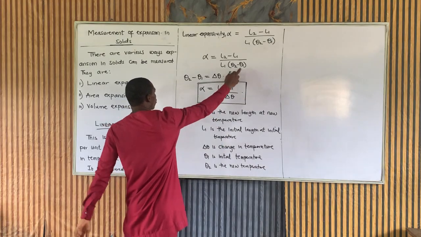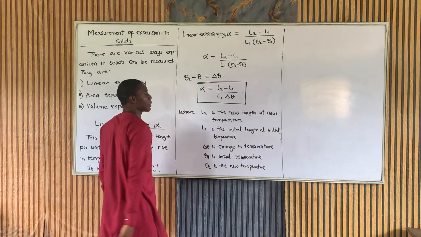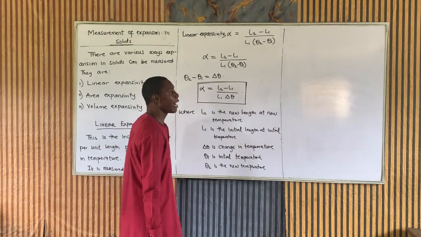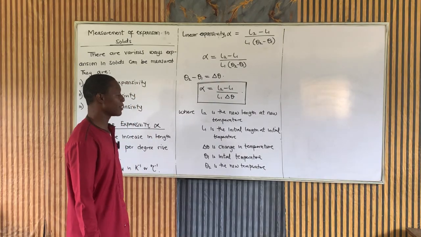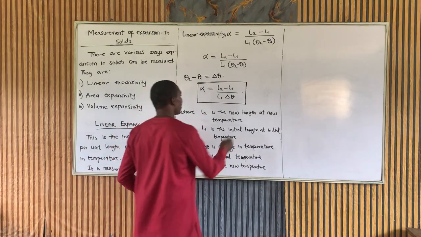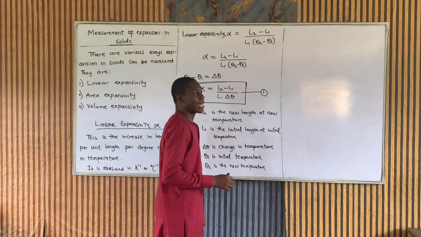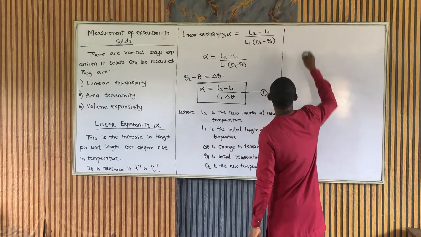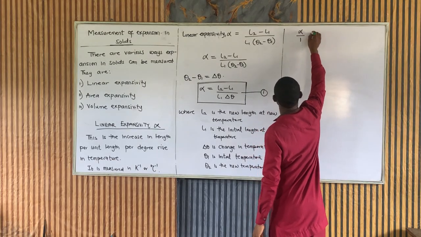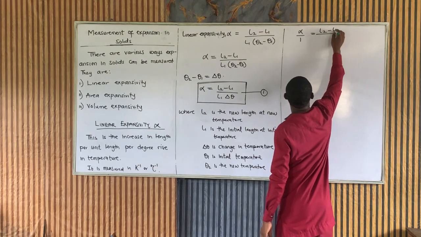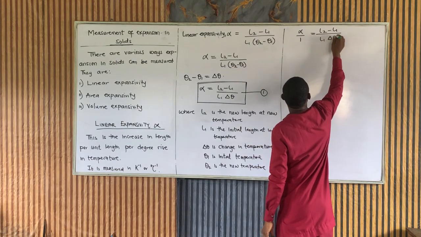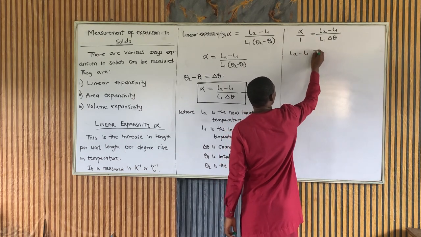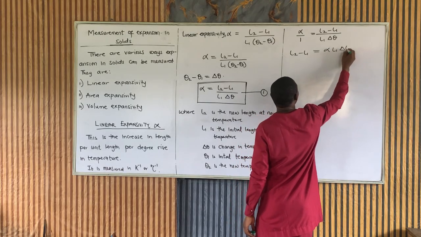But you see, theta 2 minus theta 1 can be represented by change in temperature. So this is simply change in temperature. Substituting this for change in temperature, we have this as our formula for linear expansivity. Again, from this formula, which I can call equation 1, upon cross multiplying, we have L2 minus L1 equal to alpha L1 change in temperature.